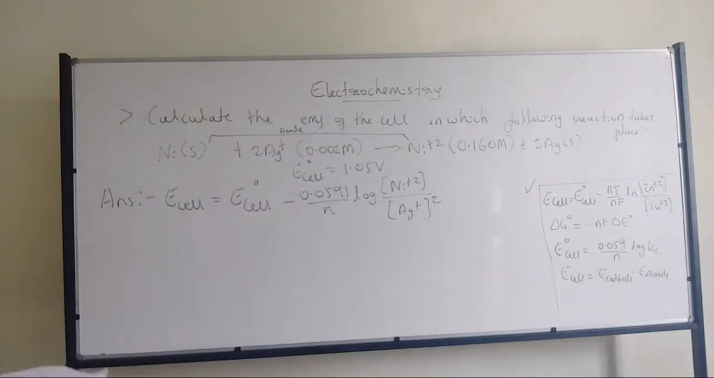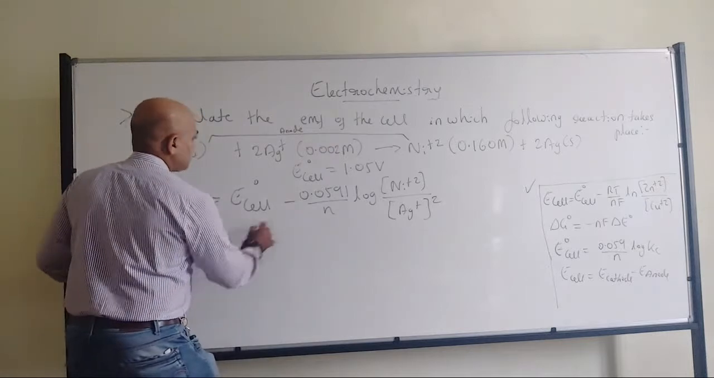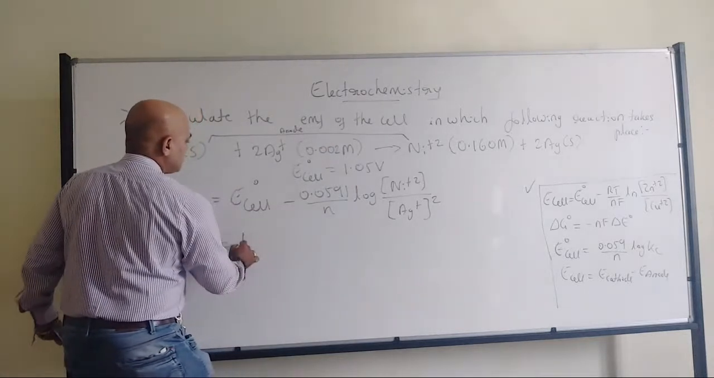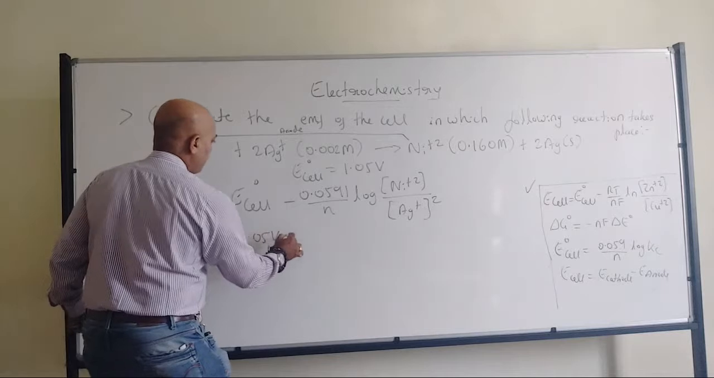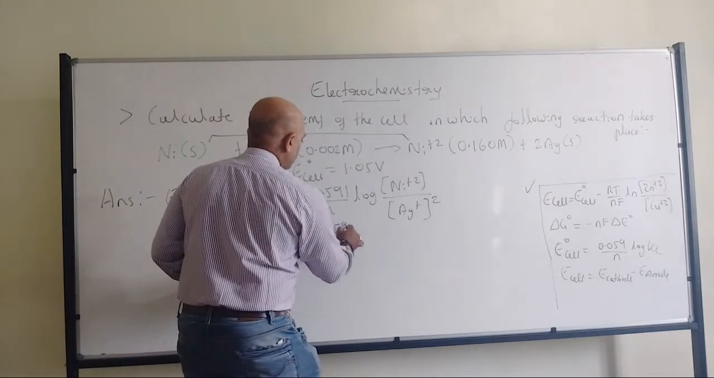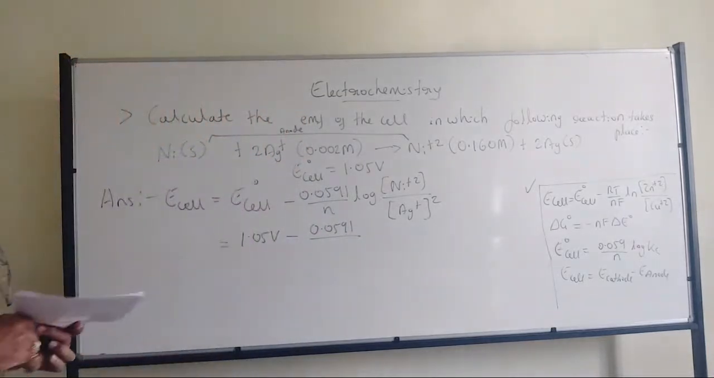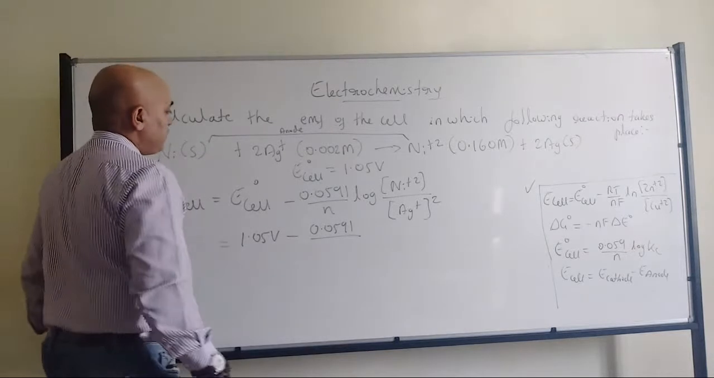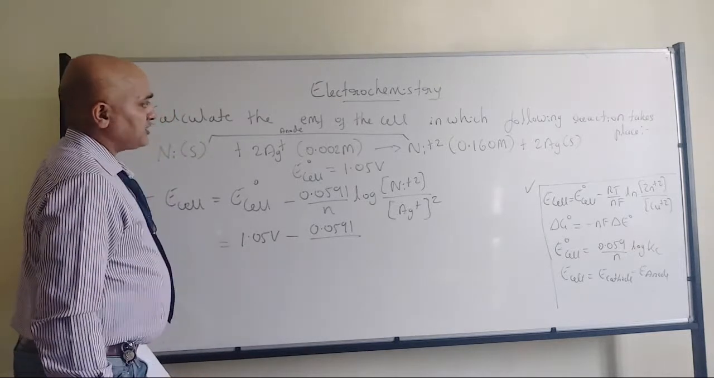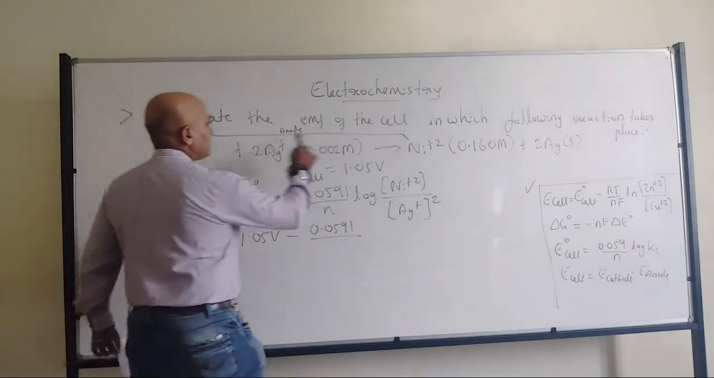Okay? So that's what we have got, the values now. What is the E naught value? That is 1.05 volt. Then 0.0591. Now we have to find out what is that n value. If I see this particular problem, the n value will be plus 2.